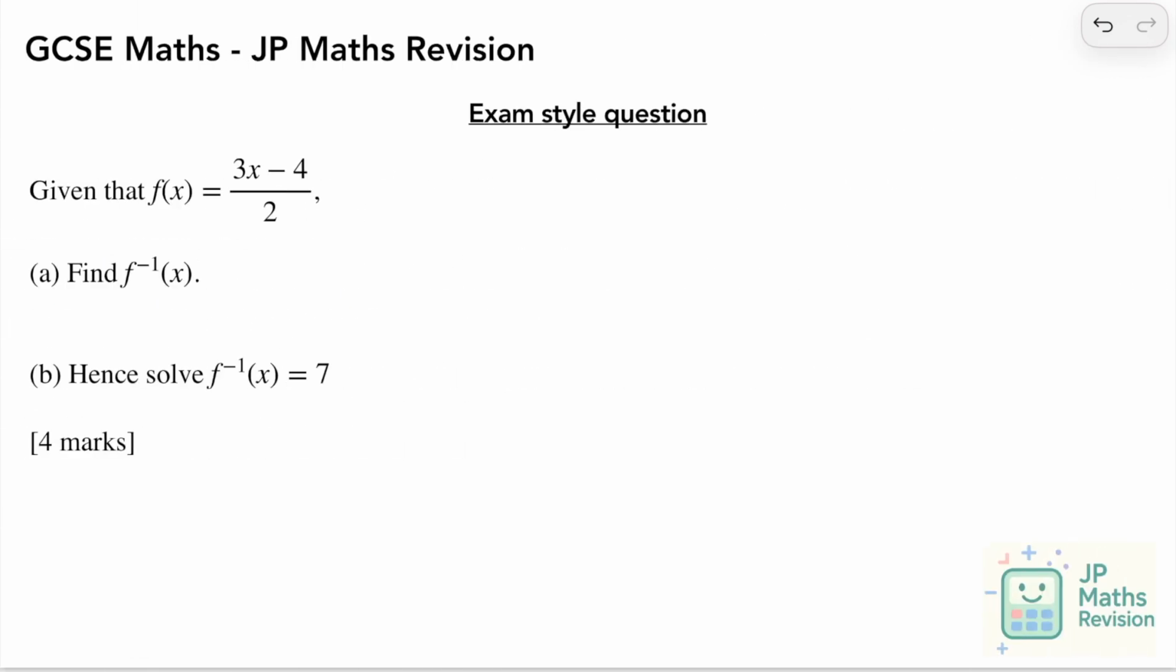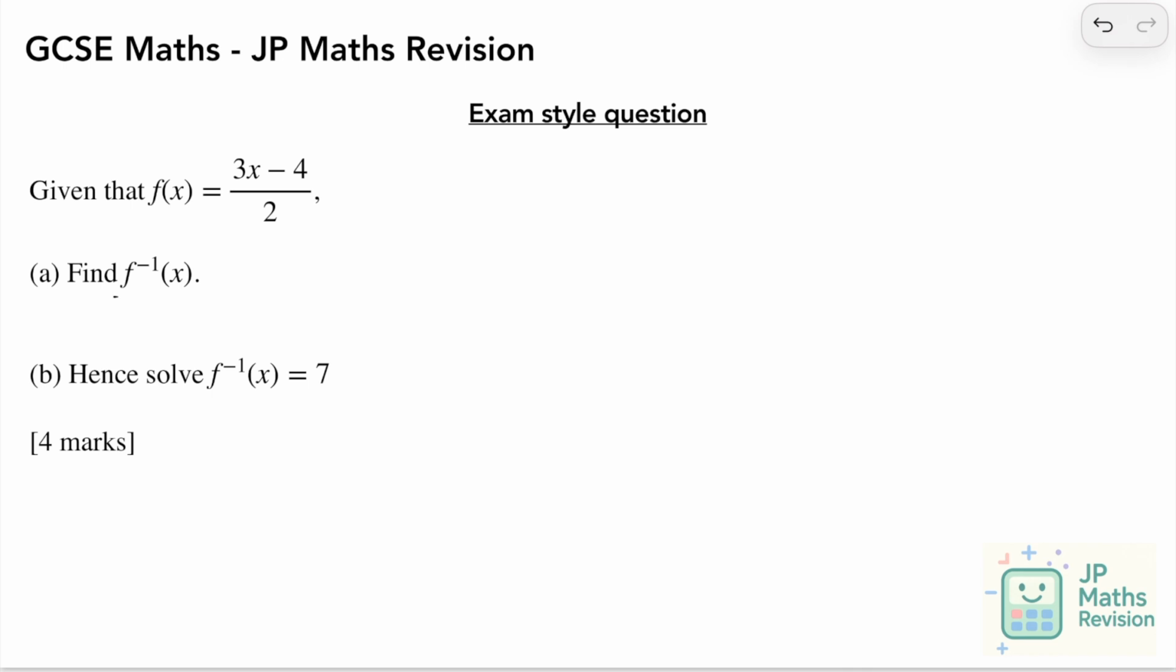Here's an exam style question. It says, given that f of x is 3x minus 4 over 2, firstly, we need to find the inverse, and then we need to hence solve f to the minus 1 of x equals 7. So if you want to have a go at this question, pause the video and I'll go over it in a moment. Okay, so welcome back if you had a go at that.